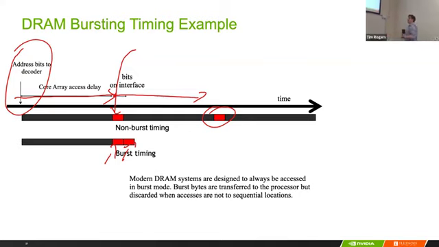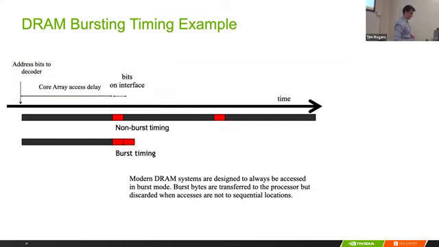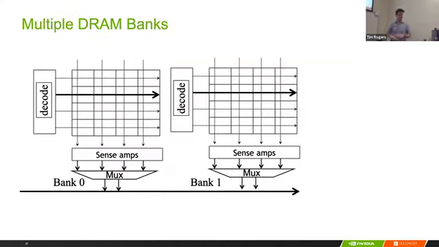Modern DRAM systems aren't always bursty. Non-burst may make sense in some low-end or embedded systems, but if you're trying to get performance, burst is usually the way of doing business.